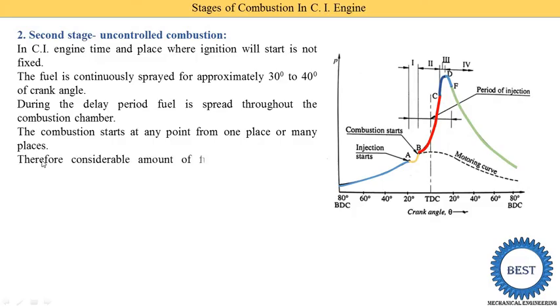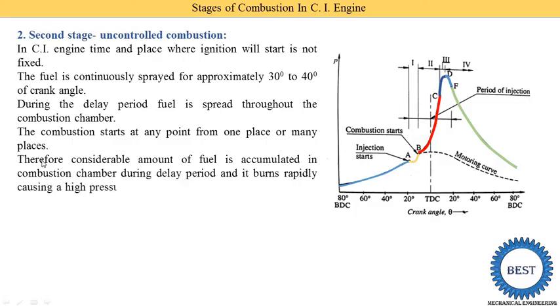Therefore, a considerable amount of the fuel is accumulated in the combustion chamber during the delay period, and it is burned rapidly, causing the high pressure rise shown in the curve between points B and C. This means there are a number of points where combustion starts, which is why the pressure rises quickly. It is known as uncontrolled combustion.